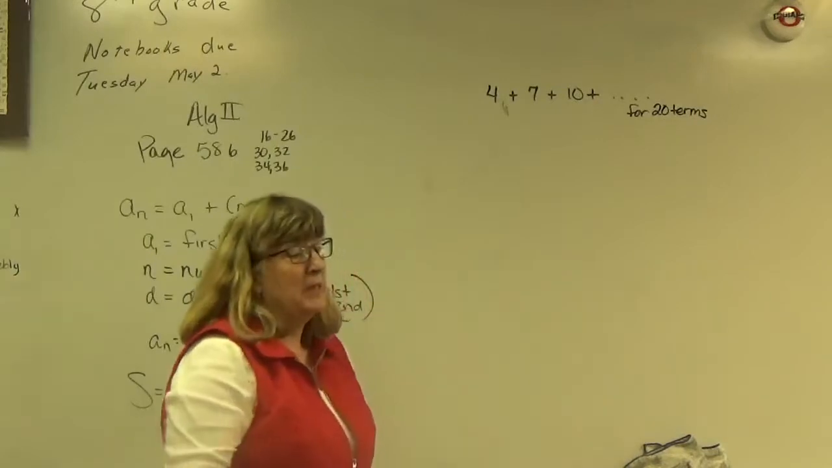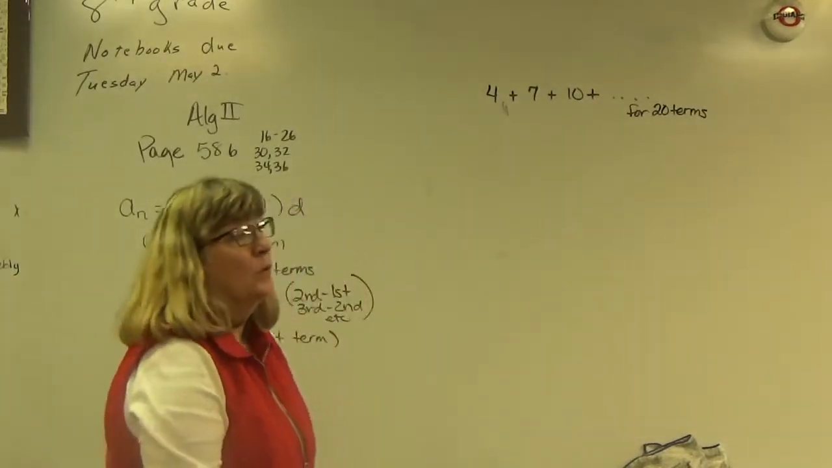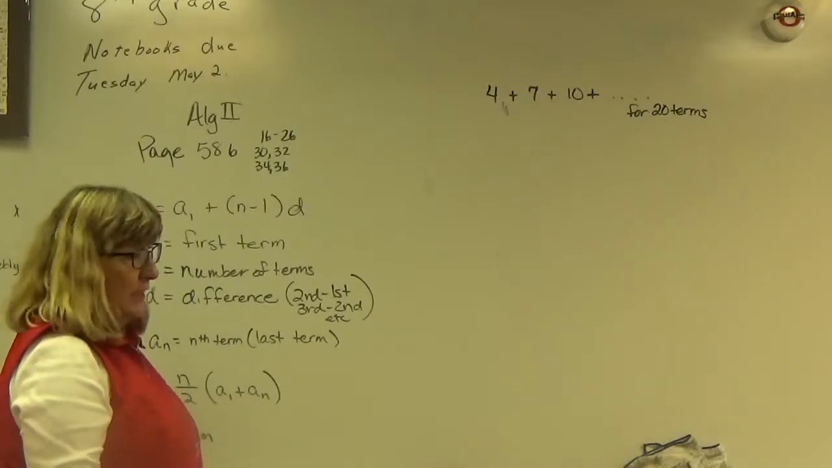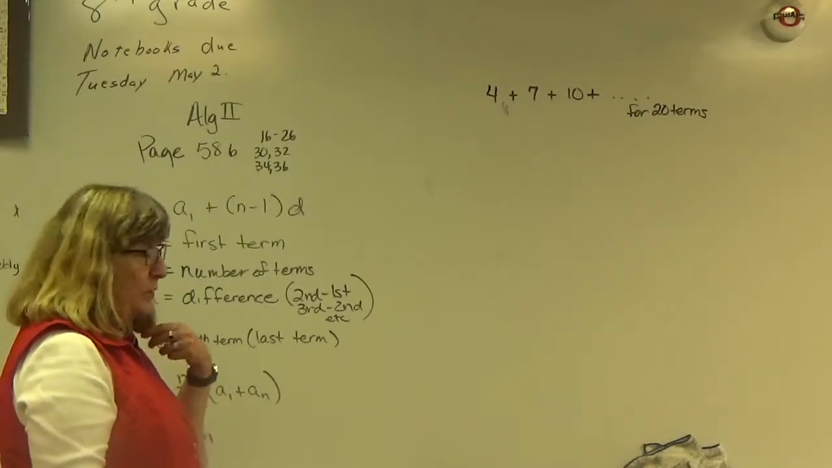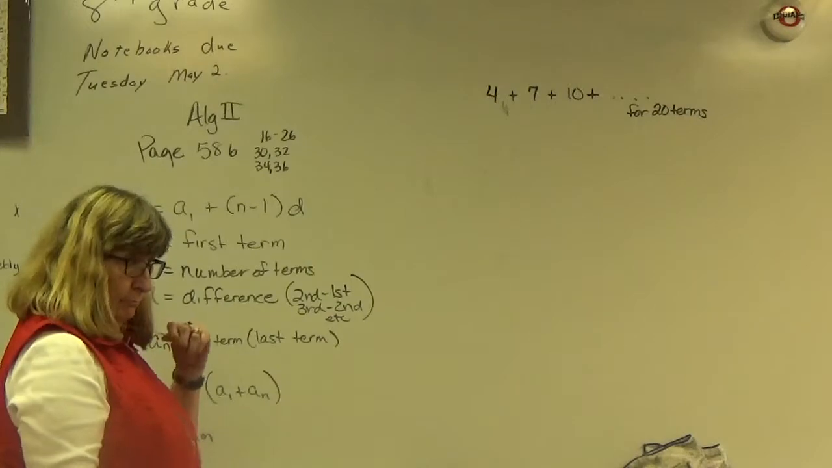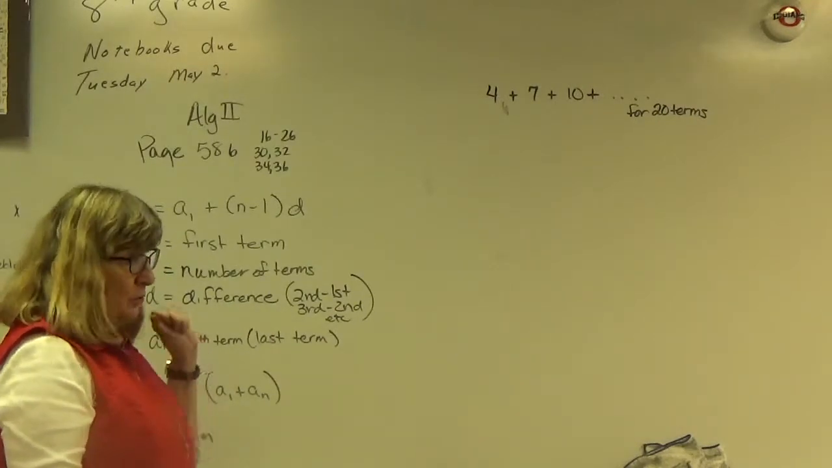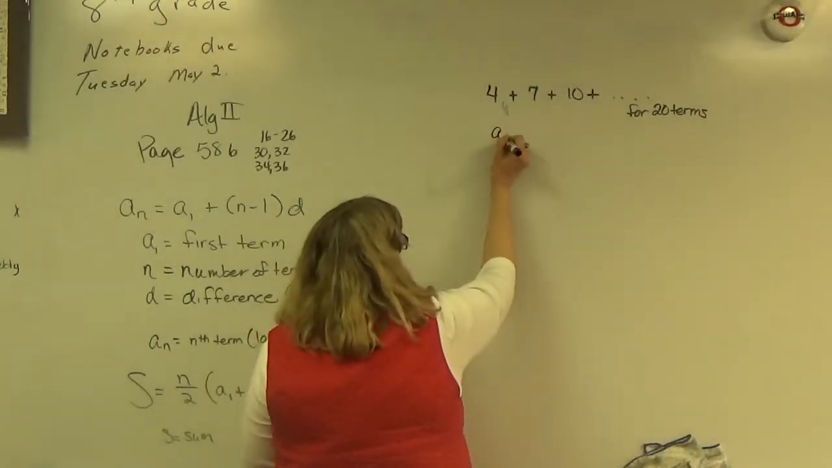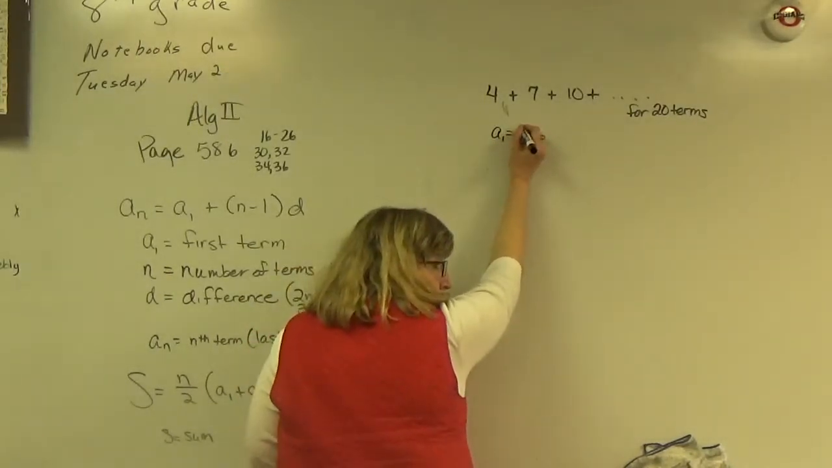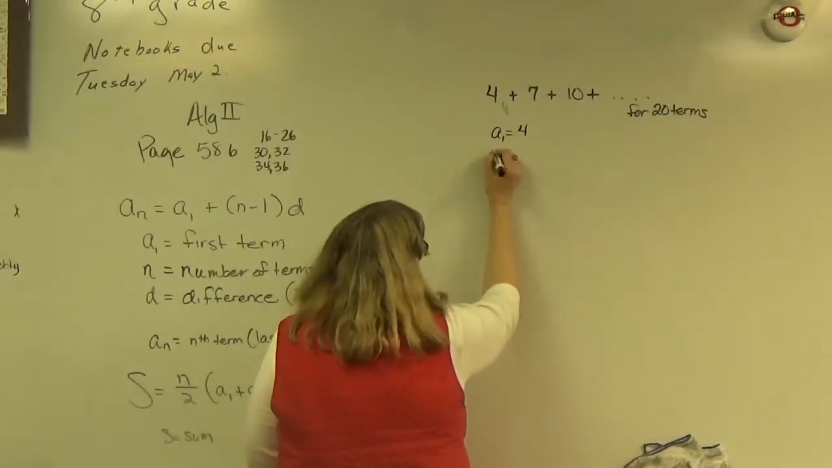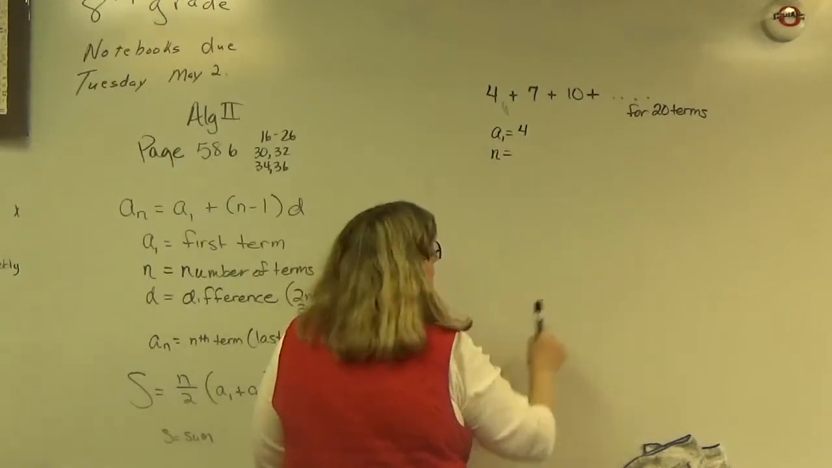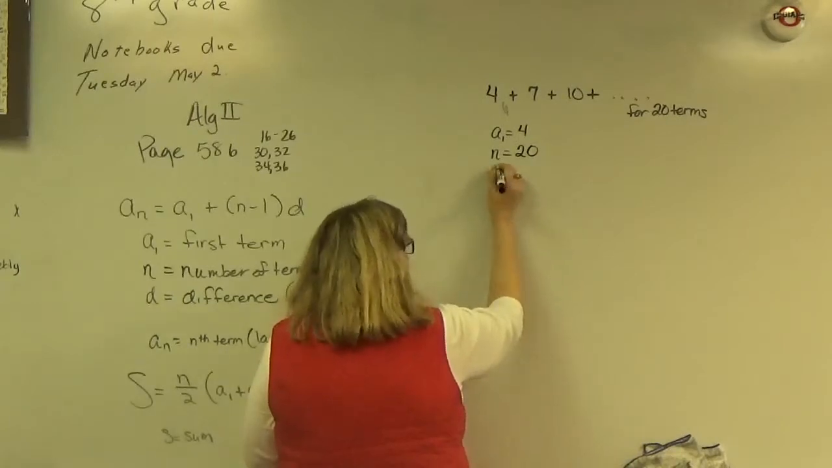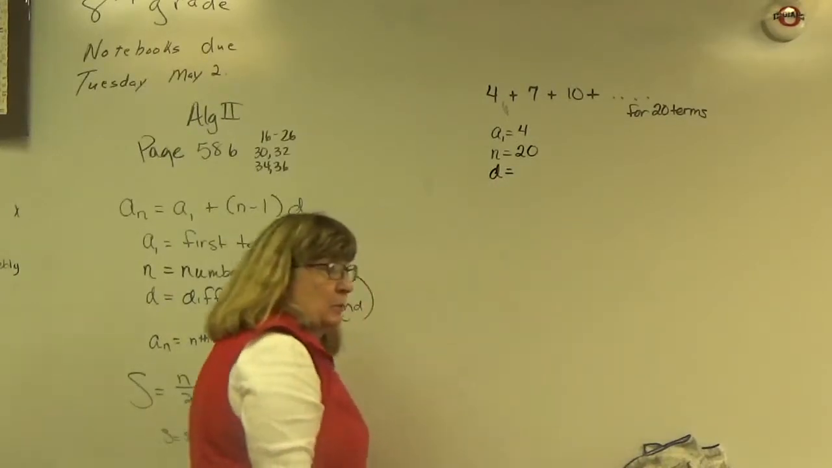This could be written many different ways, but this is one of them. You've got the sequence 4, 7, 10, and I want you to find the sum of that sequence for 20 terms. What do we have to know in order to use the sum formula? You have to know the first term, which is 4. You have to know the number of terms, which is 20. I don't have to know the difference, but we can go ahead and tell me what it is.